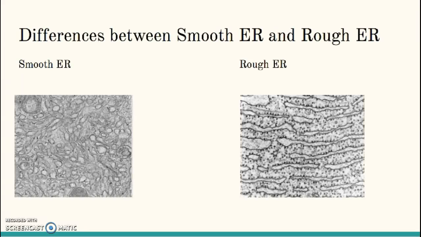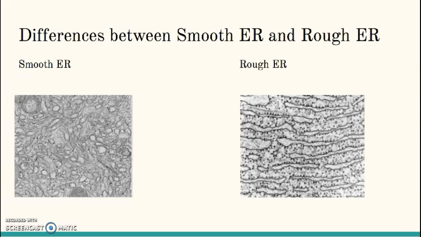The main difference between the rough endoplasmic reticulum and the smooth endoplasmic reticulum is that the rough endoplasmic reticulum has a rough exterior covered in ribosomes that are used for protein synthesis. The smooth ER does not have a ribosome coating and appears as a series of interconnected smooth tubes.